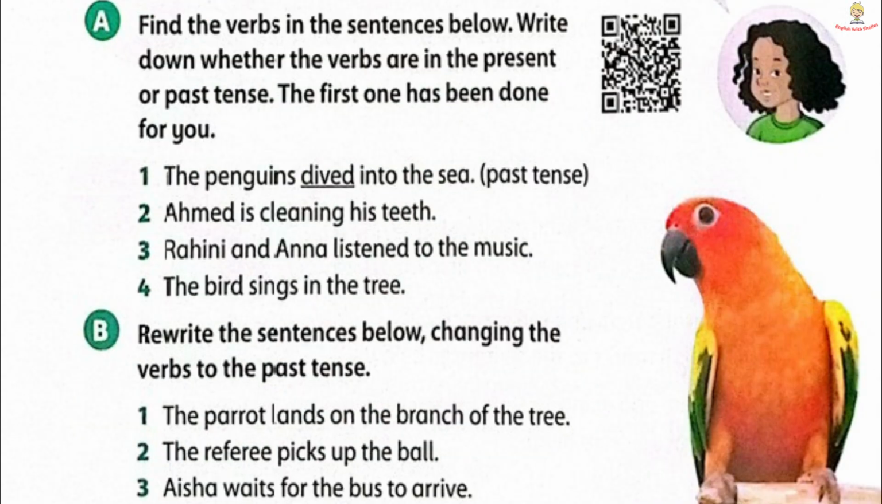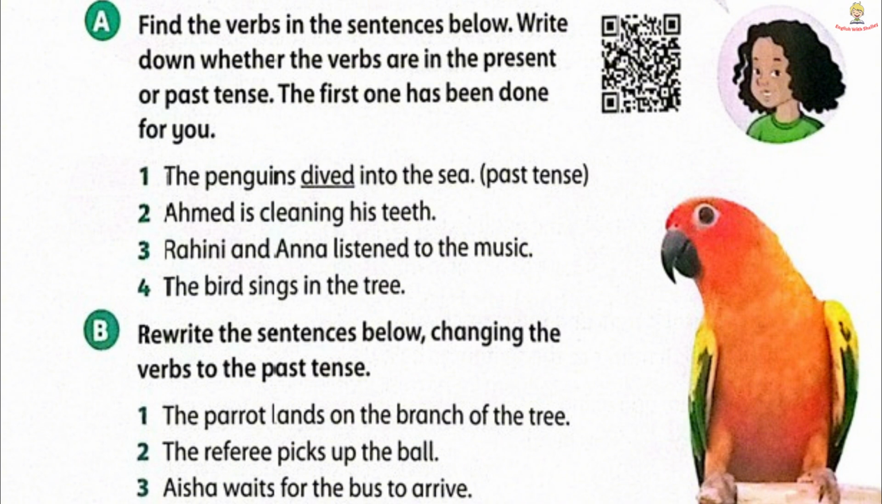Now move to the part A. Find the verb in the sentences below. Write down whether the verbs are in present or past tense. The first one has been done for you. So in those sentences you have to find out where is the verb, and then from that verb you tell it is a past sentence or whether it is a present sentence.